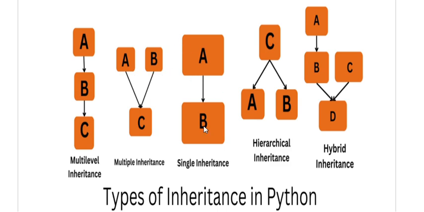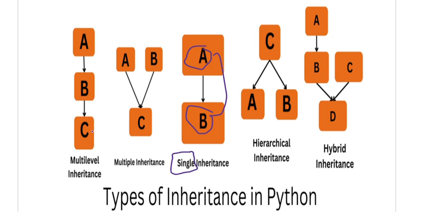So we have the single inheritance. What is single inheritance? Consider A is the parent class and B is the child class. So we'll have only one parent class and one child class. This child class is inherited from the parent class. This is known as single inheritance.